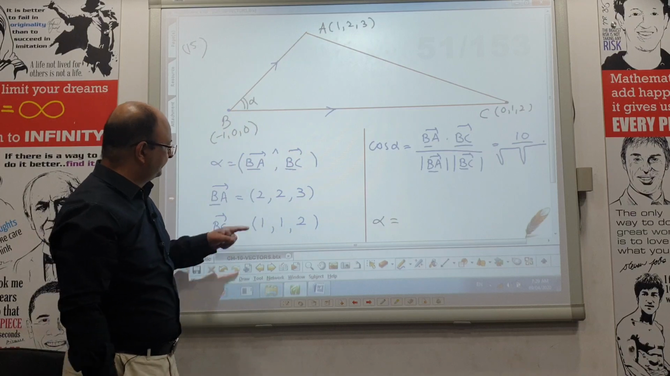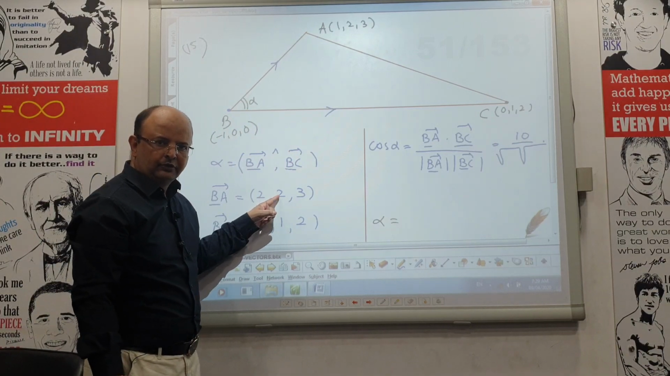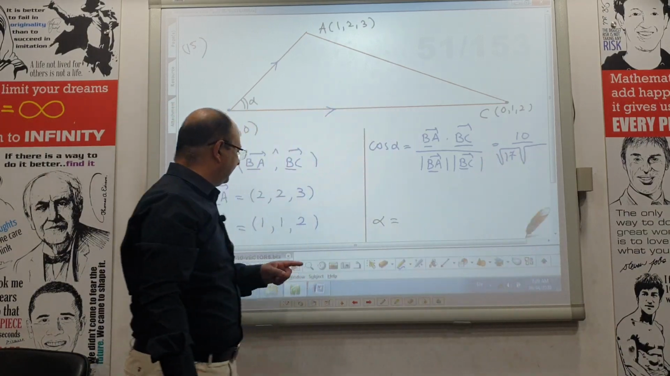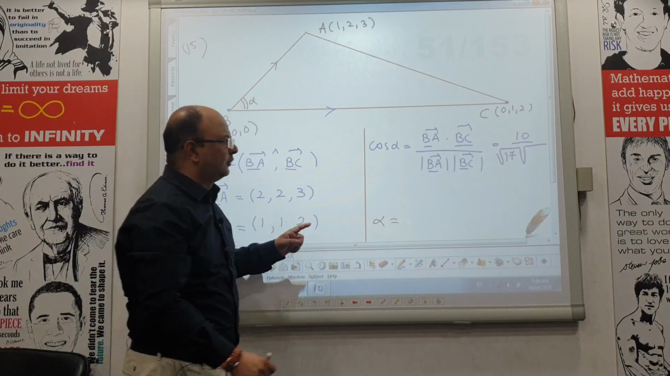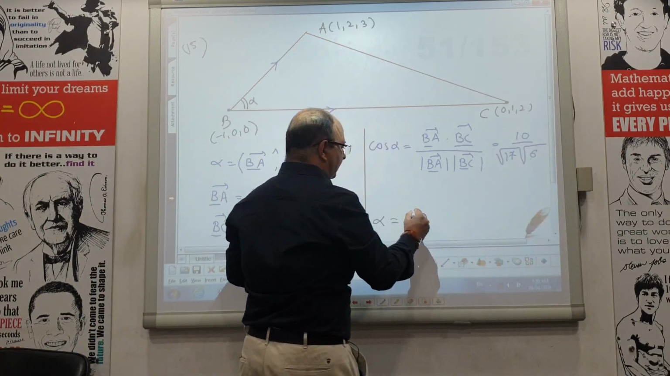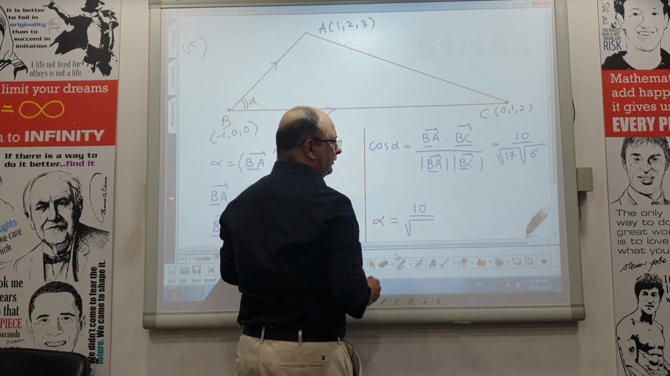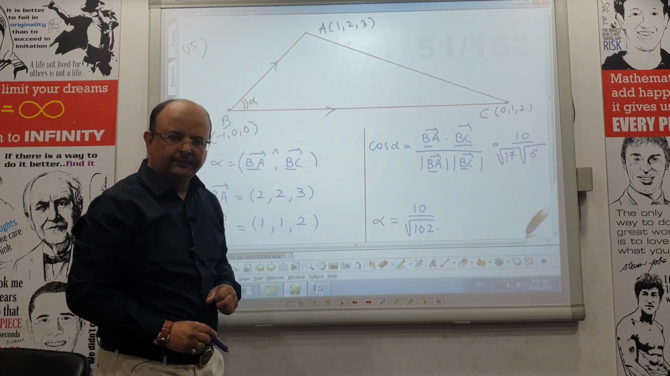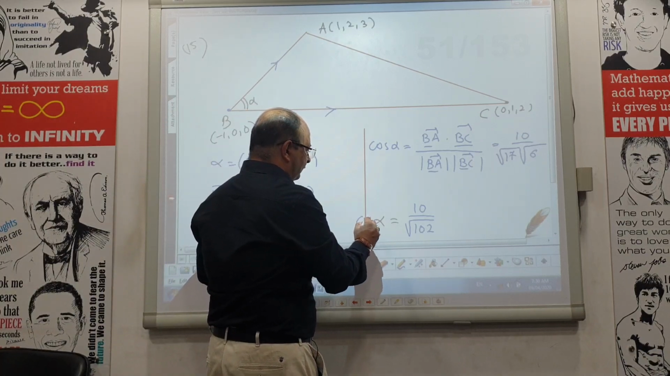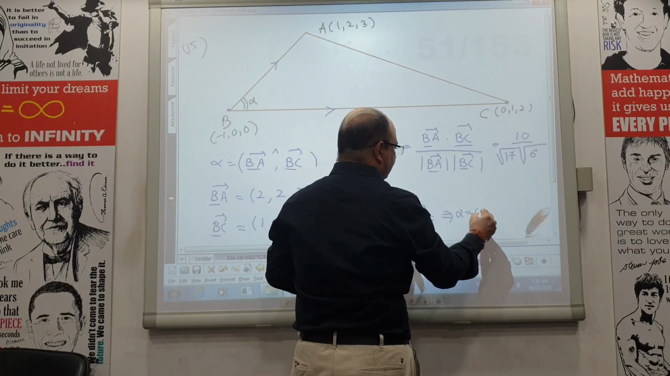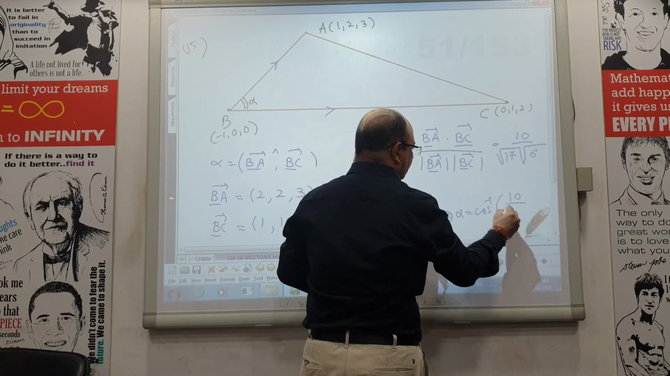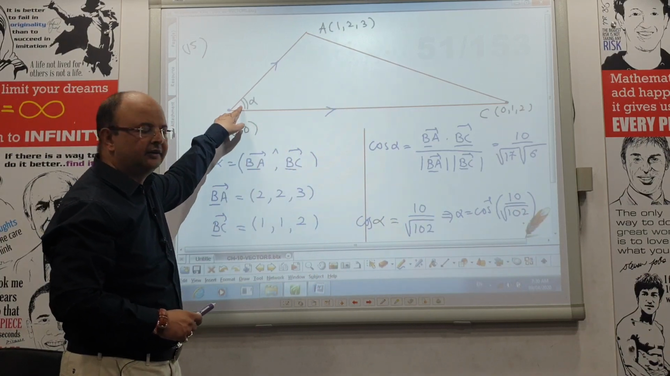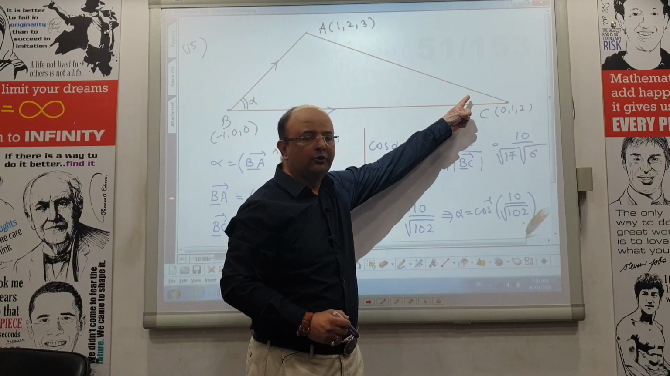What is mod BA? Under root 4 4 9, that is 8 plus 9, that is 17. And what is mod BC? 1 1 4, that is 6. So that is 10 upon under root 102. Easy. But that is cos alpha. So your alpha is cos inverse 10 upon under root 102. So that was again easy. You wanted to find out this angle. Similarly, they can ask you to find out this angle.